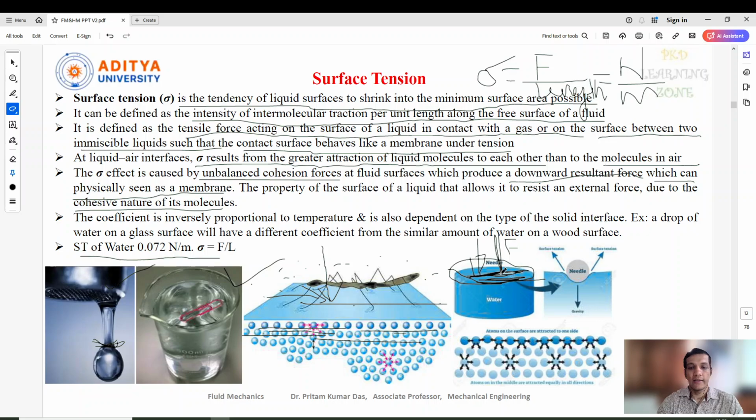And that also is quite different. It depends on the weight of this needle and whether the water molecules are able to resist that or not. So these are some examples. Let's try to understand some more concepts on this surface tension, how these bondings are there.